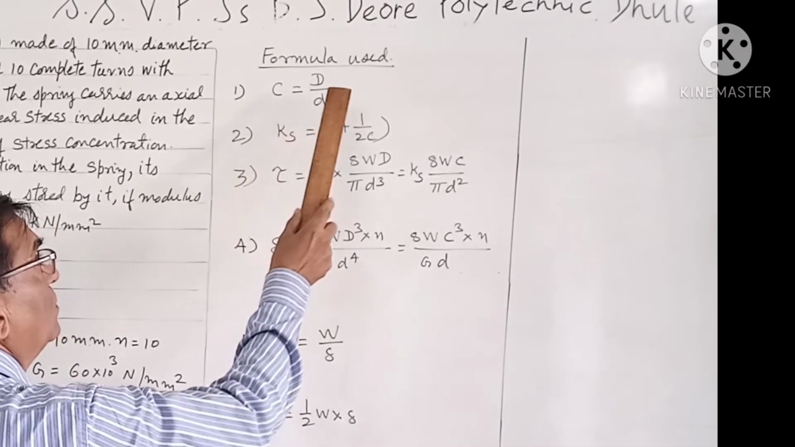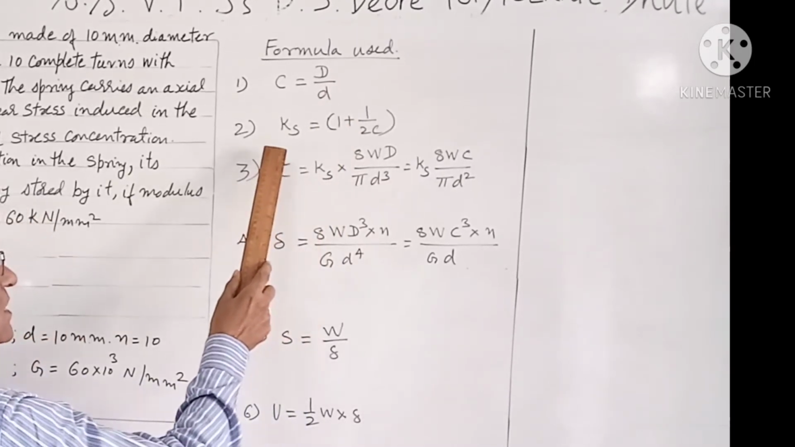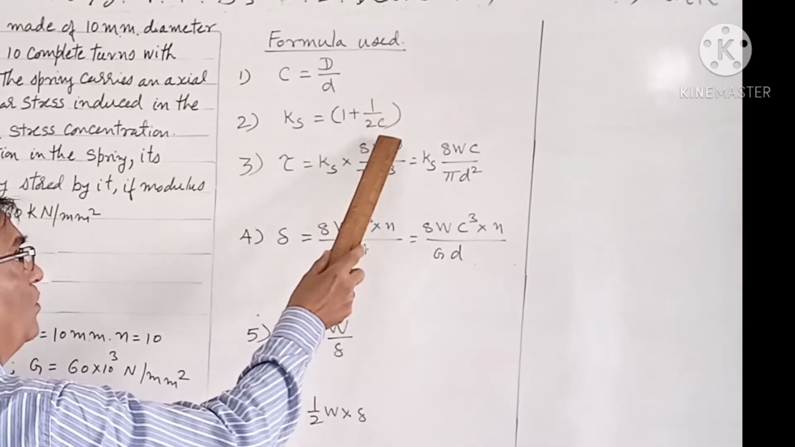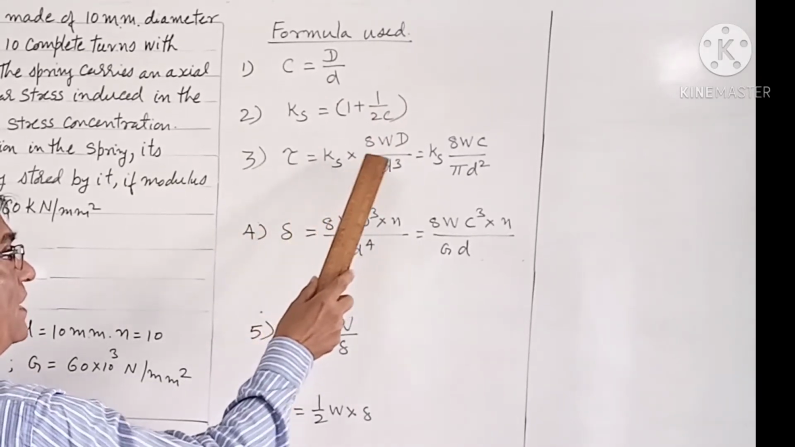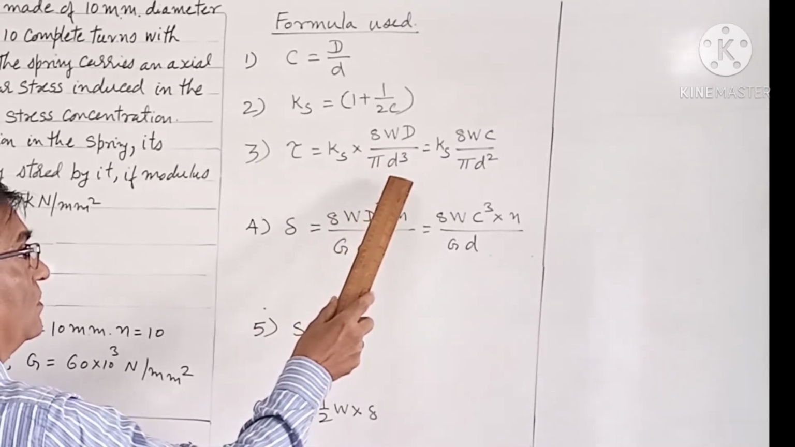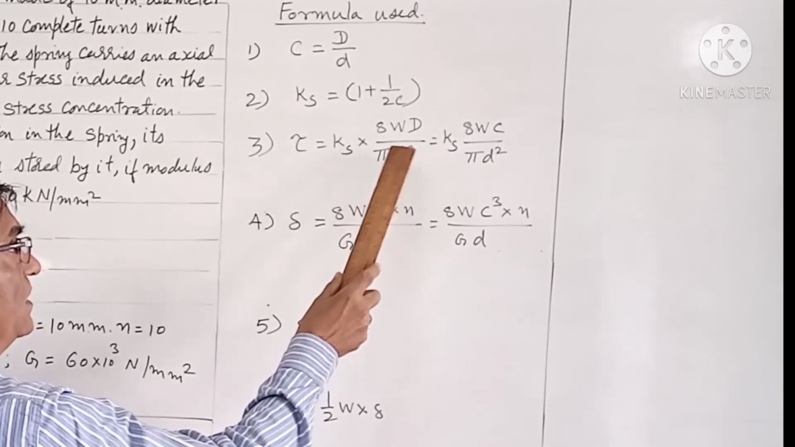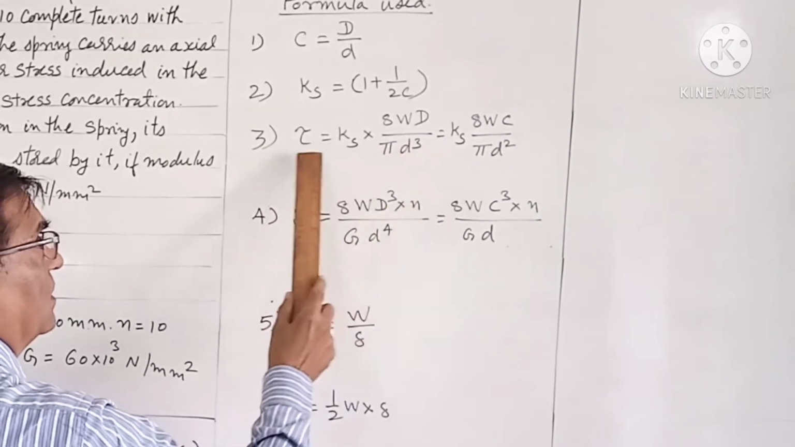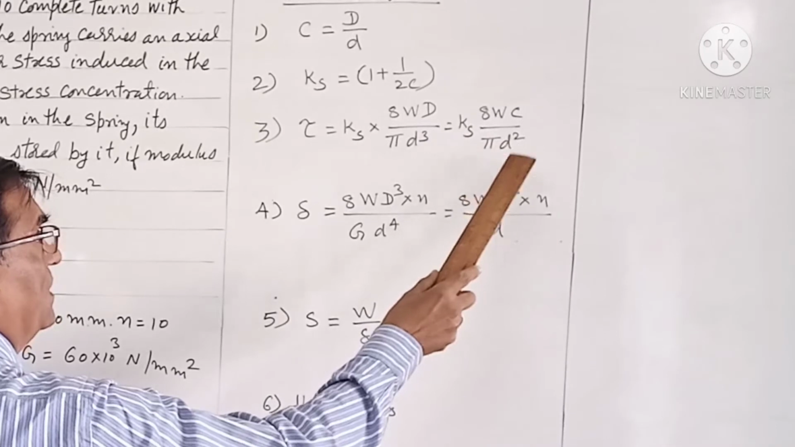First, C is equal to capital D upon small d. Shear stress factor Ks is equal to 1 plus 1 upon 2C. Tau is equal to Ks into 8WD upon pi d cube. Now putting the value of spring index in this equation, the formula becomes tau is equal to Ks into 8WC upon pi d square.